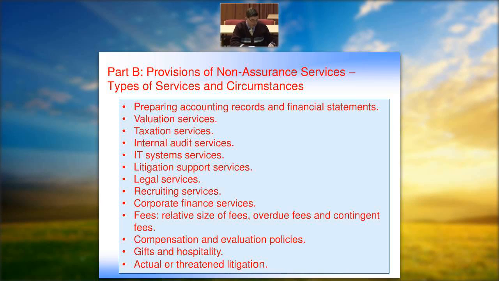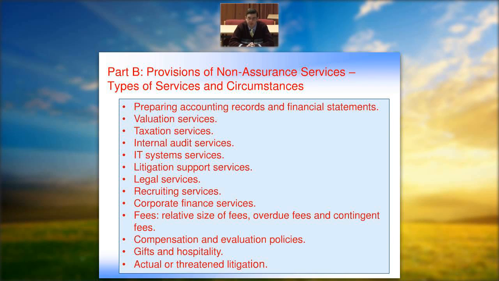For non-assurance services, again, there are various rules about this. The first one is preparing accounting records and financial statements for an audit client, which is generally prohibited for public interest entities. It's not prohibited for smaller clients, and the practice is, I would say, ubiquitous there. But it is prohibited for larger clients.